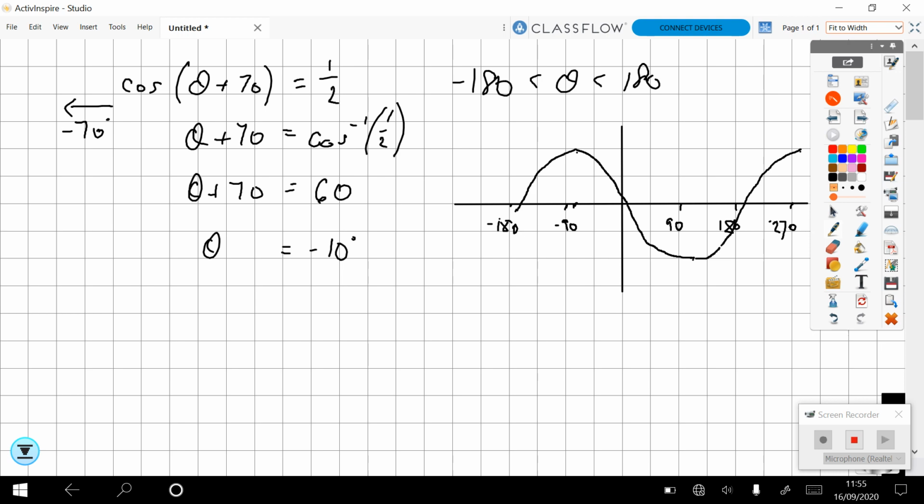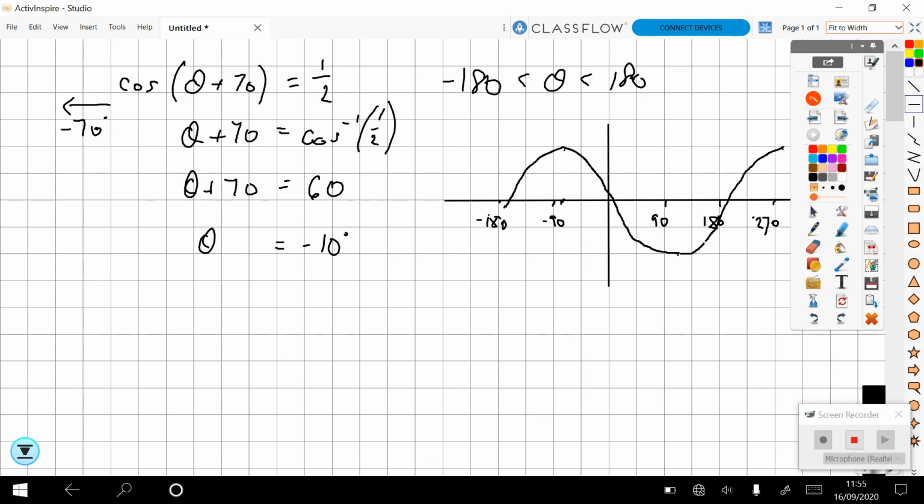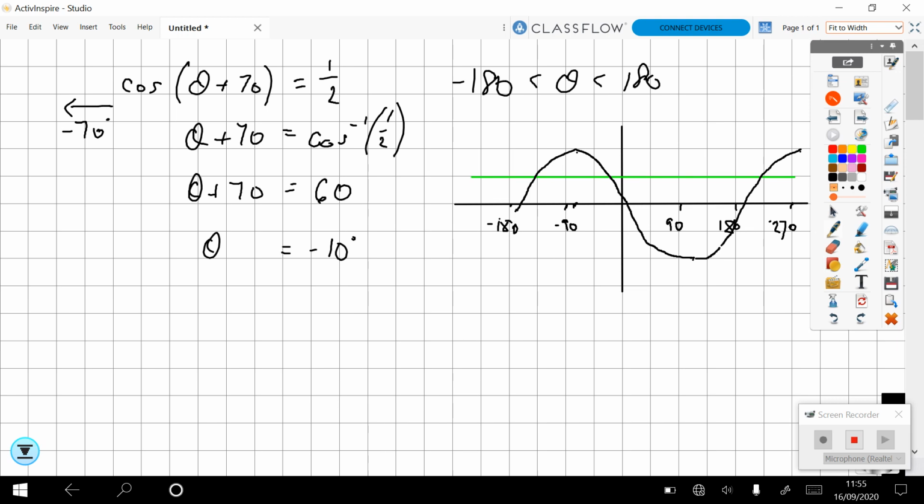Now, the curve apparently equals a half. So let's see what that looks like. There's the line showing a half. We've discovered that theta equals negative 10. That will be that result there. That's the negative 10. Now, we're going to have to use symmetry to judge the other value.